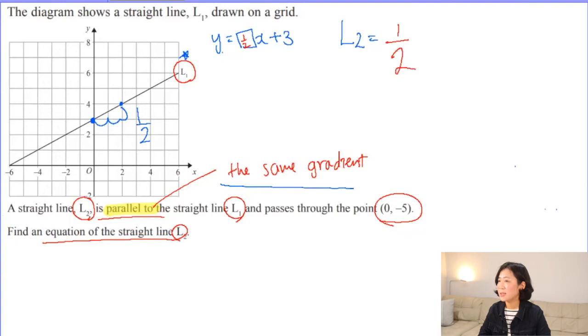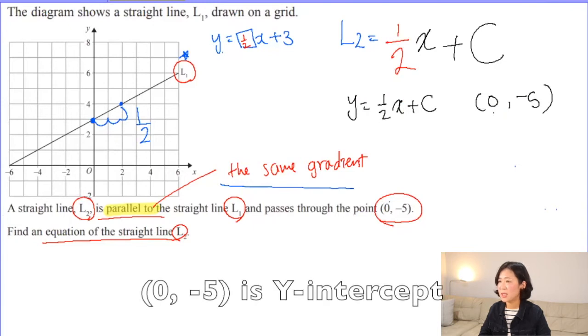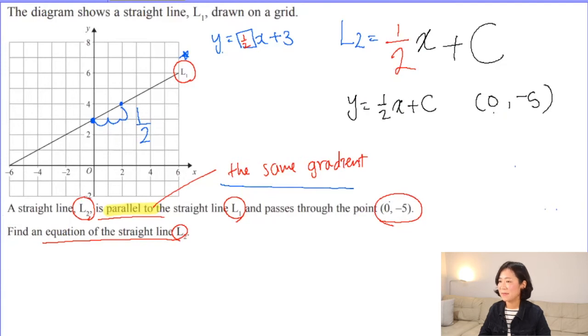So half x. Then all we need to do is find our y-intercept. We don't know the y-intercept, but luckily we've got another point that the line goes through, right? The line goes through (0, -5). That means when x is 0, y is -5. So your y-intercept is -5. So actually the point that is given is the y-intercept. So your graph is y equals half x minus 5.